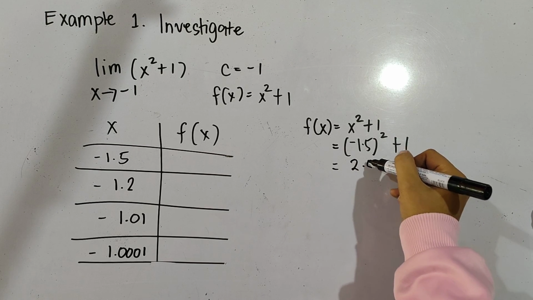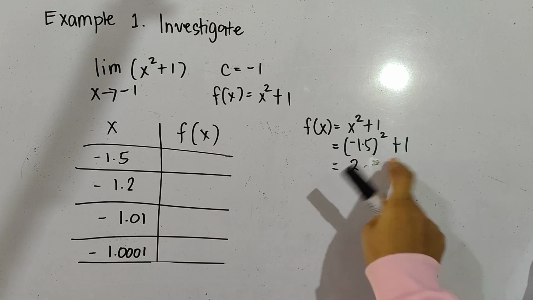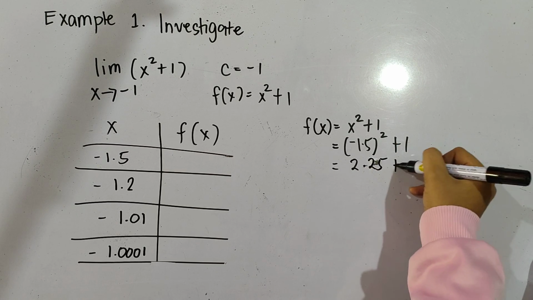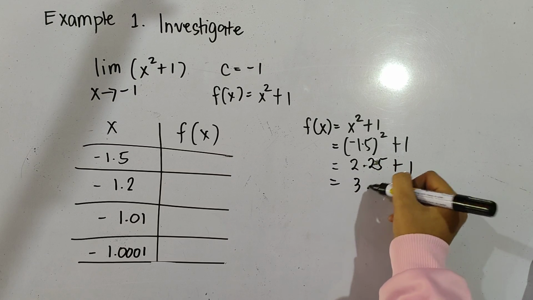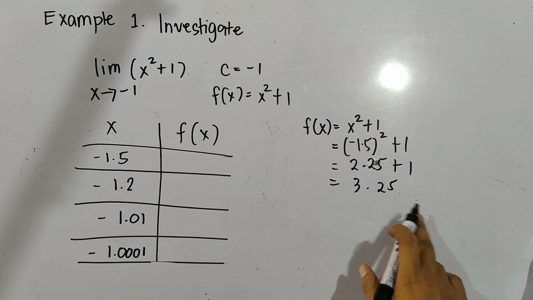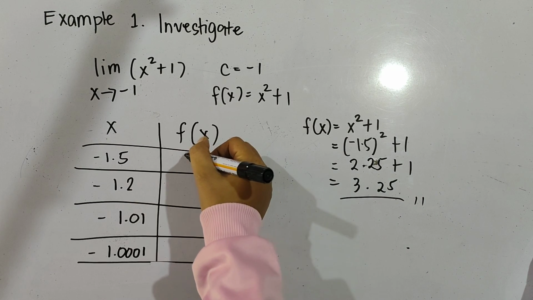Then 2.25 plus 1 is equal to 3.25. So I hope naka-follow ra mo sa ako by tanaw ra ang inyong mga module na sa example number 1 ing ana gihapon nga process. The value of our f of x is 3.5 when our x is negative 1.5.